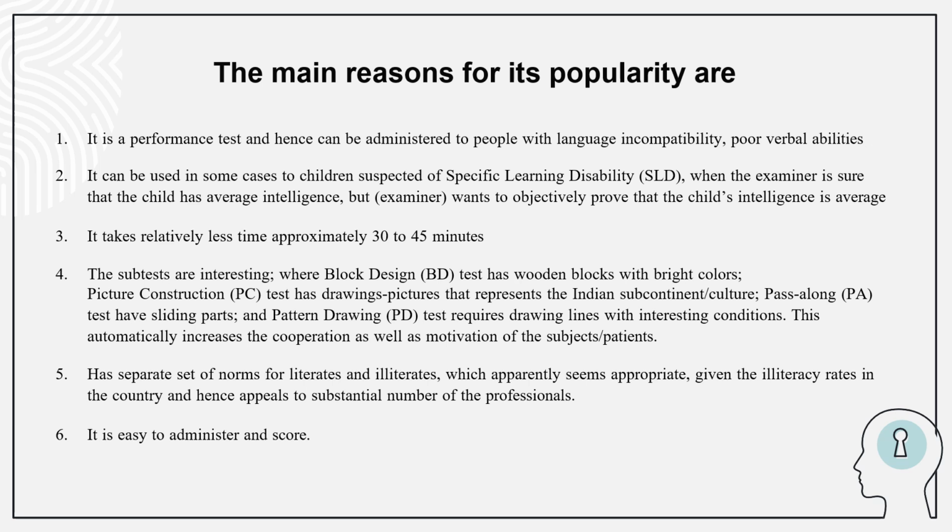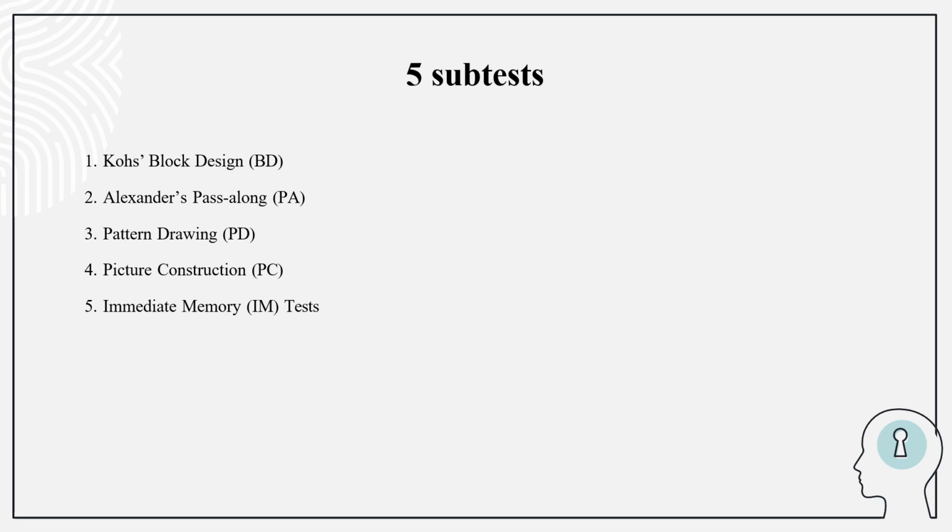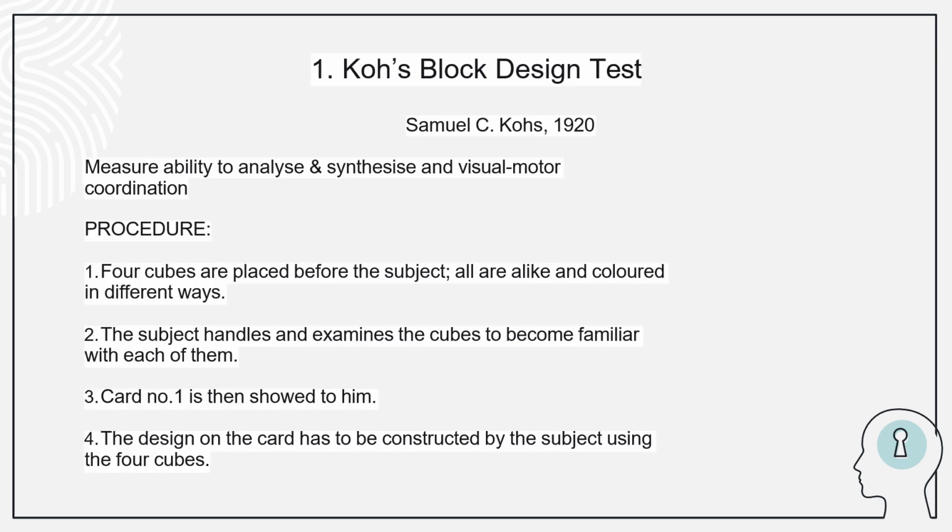It has a separate set of norms for literate and illiterate people, which apparently seems appropriate given the illiteracy rates in the country, and hence appeals to a substantial number of professionals. And it is easy to administer and score. So these are the 5 subtests under the Bhatia battery: Course block test, Alexander's pass along, pattern drawing, picture construction, immediate memory tests.